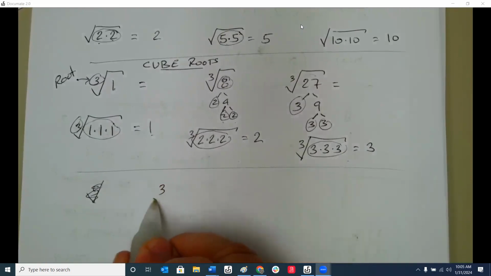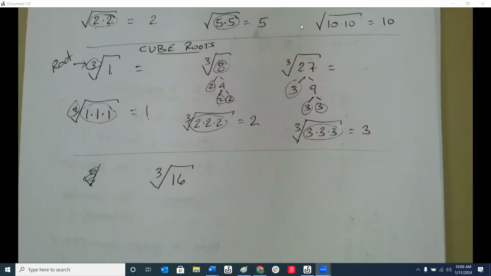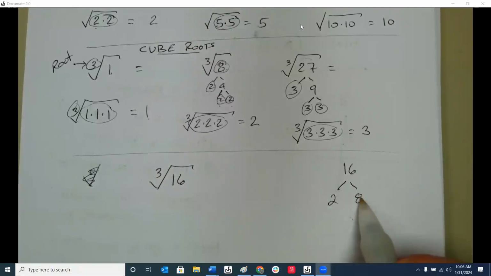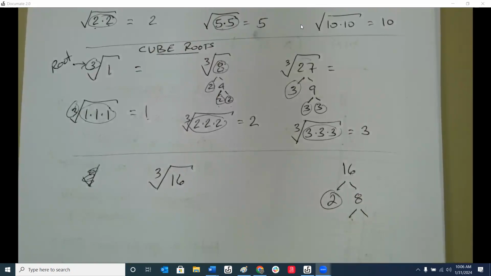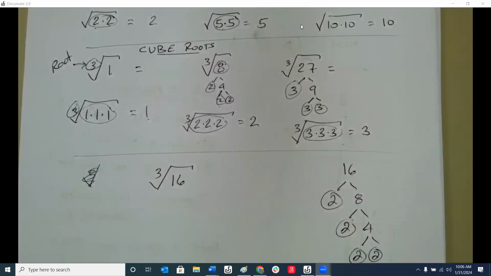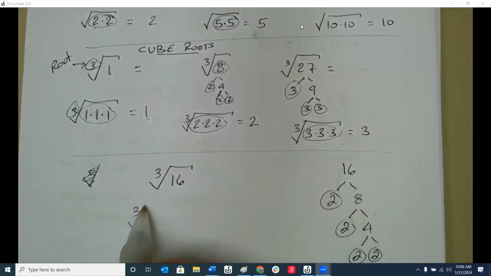How about if I gave you cube root of 16? What would that equal? So your first step is to do what? First thing you do is take the number inside there and break it down to its smallest pieces. 16 is made up of what? 8 times 2. So 2 times 8. 2 is as far as you can go. Good. How about 8? What is 8 made up of? 2 times 4. And 4 is made up of 2 times 2. So 16 is made up of 2 times 2 times 2 times 2.